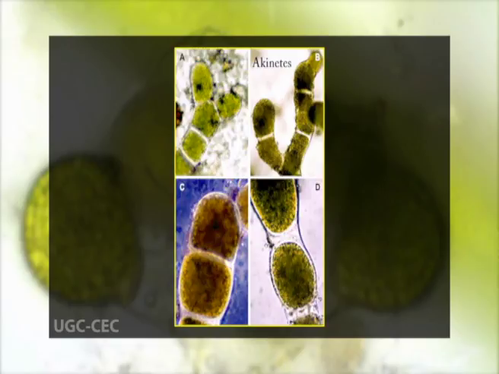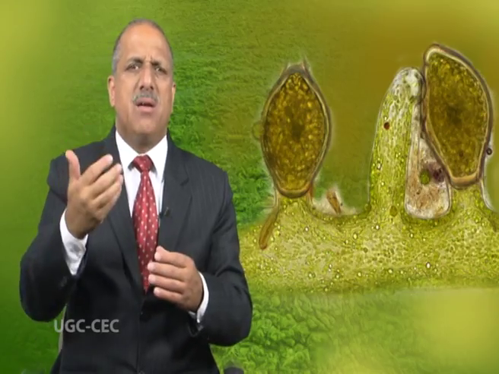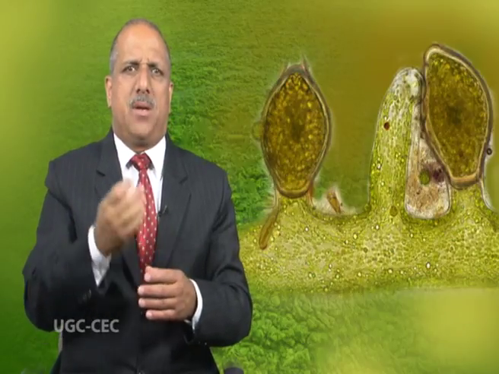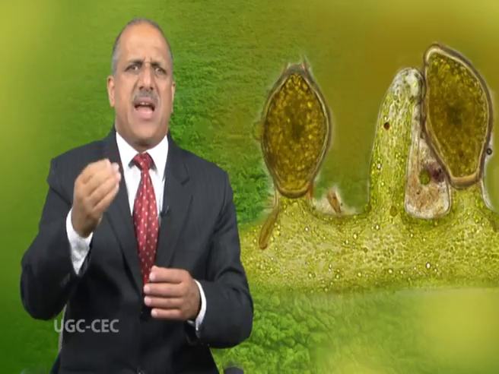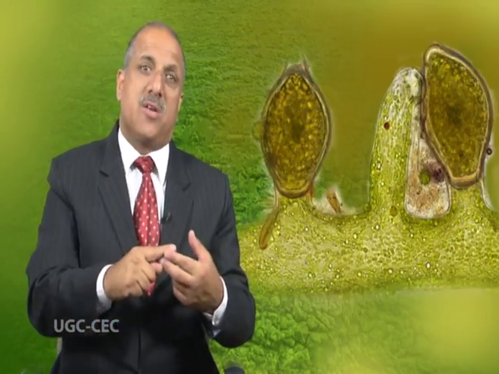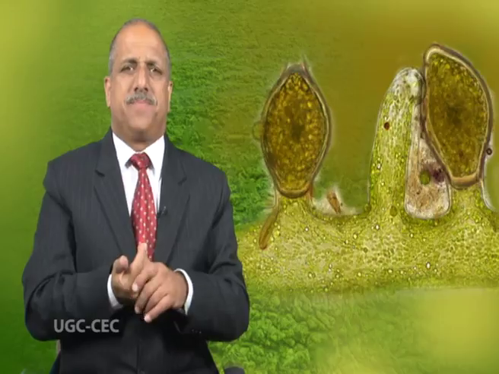Their protoplast is often laden with oil droplets. They germinate under favorable conditions and give rise to new thalli. Here I will tell you that akinetes are highly resistant. Even if a water body dries up, they have the ability to survive. They have the ability to be carried by running water.